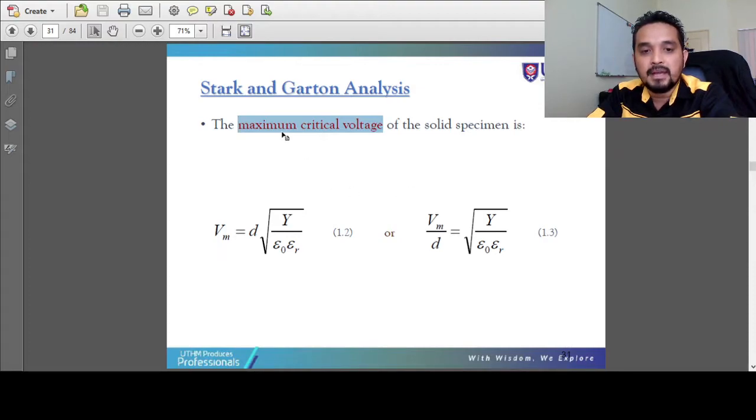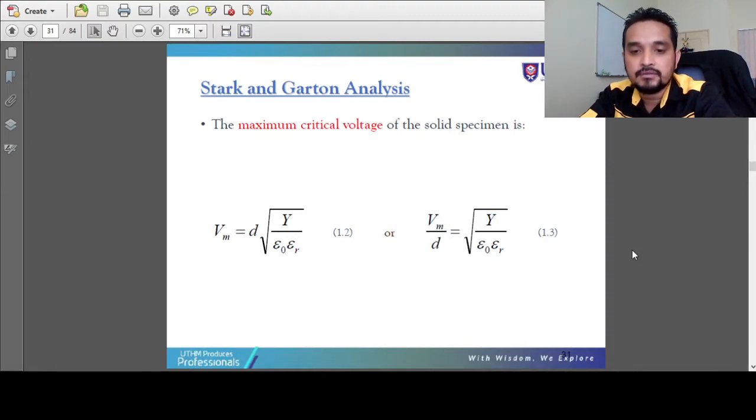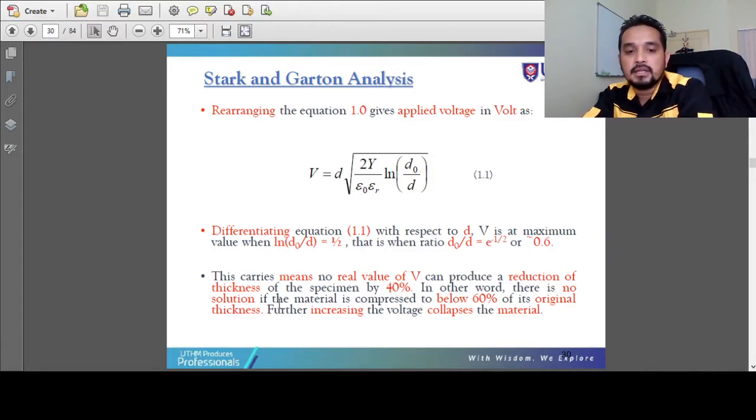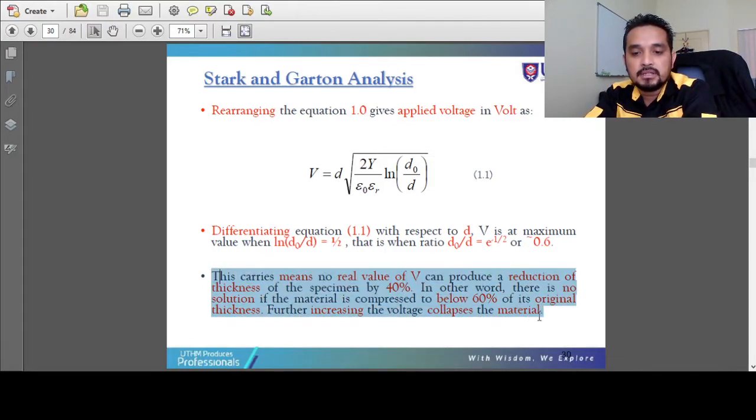For the maximum critical voltage, we call it Vmax, Vm equal to D, the reduced or final thickness, times the square root of Y divided by epsilon naught and R. Or we can express it in this form; we just rearrange the formula. I don't need to explain the derivations. This is the reason.